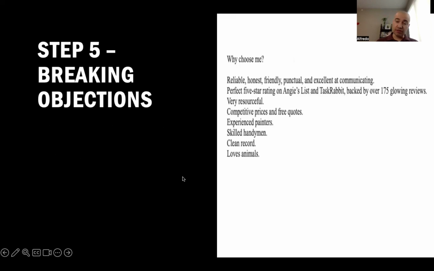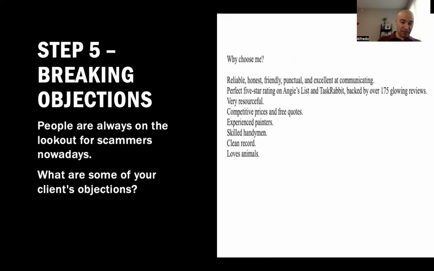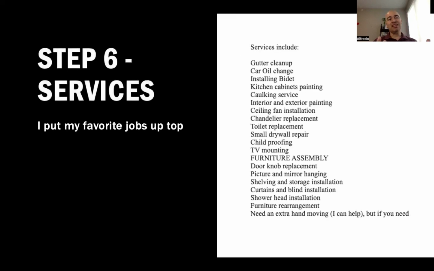So we have 2 more steps to go. I think I covered most of this already. Step number 6 is pretty straightforward. I'm not going to go deep into this because it's just services. I put the services that I like the best on top because I make quick money for about an hour to 2 hours of work. I charge from $150 to $300, depending on the size of the house, all the way up to $350 for anywhere from 2 to 3 hours. Again, it could even be an hour and a half if it's a smaller house.